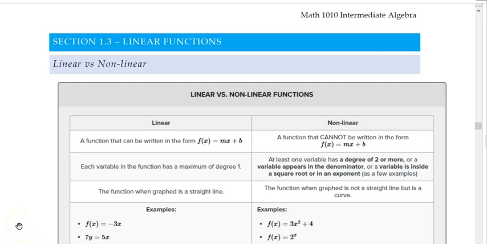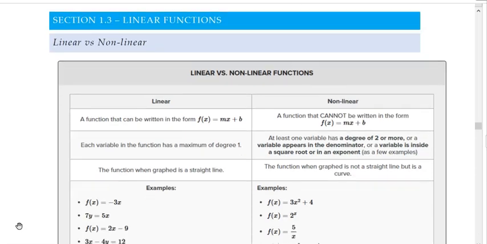In this video, we're going to be talking about linear functions. This is section 1.3, all about linear functions. So to understand linear functions, we really need to understand, what does it mean to be linear and what does it mean to be nonlinear? And so let's take a look at that first.